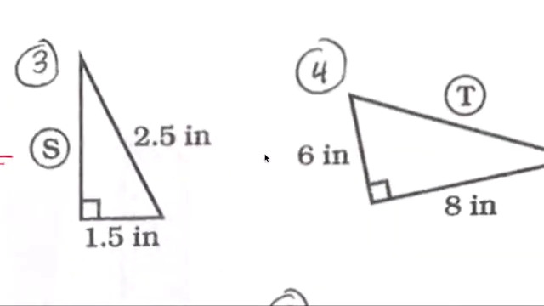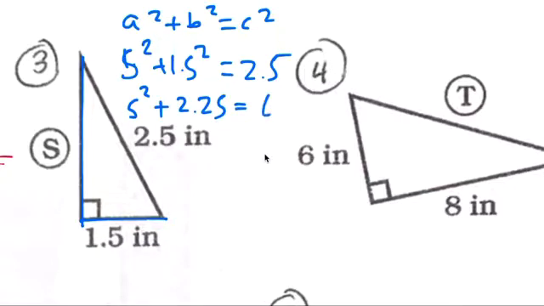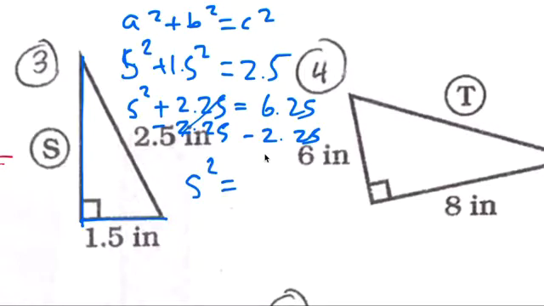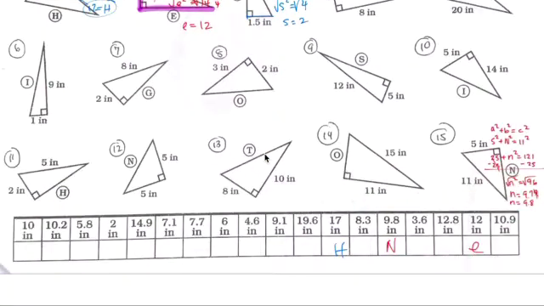3, same thing. Pythagorean theorem, a squared plus b squared equals c squared. A is s, b is 1.5, plus 1.5 squared equals c, which is 2.5. Okay, so you got s squared plus 2.25 equals 6.25. Minus 2.25, minus 2.25. S squared is equal to 4. Square root of 4 is 2. S is 2, right there.